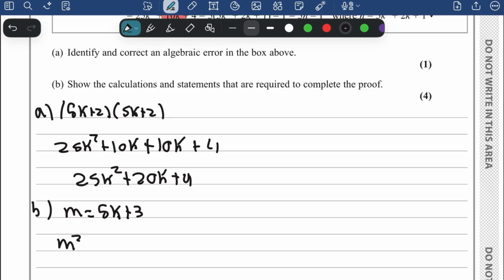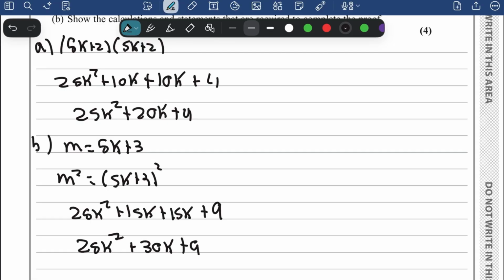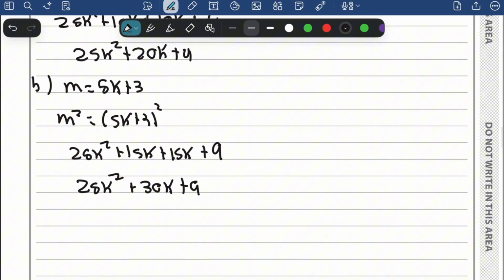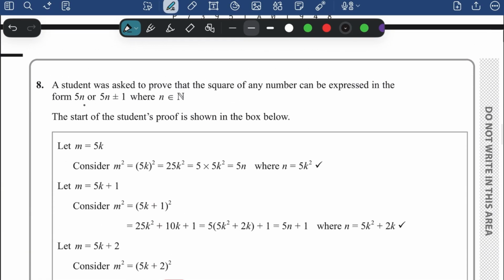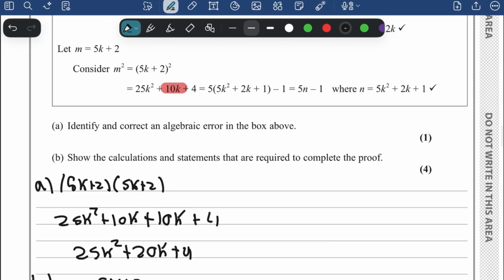So that means m squared equals (5k add 3) squared. And we then expand these brackets, we're going to get 25k squared add 15k add 15k add 9. So that's 25k squared add 30k add 9. And then we want to factorize this so we can get 5n or 5n plus or minus 1, right? Like they did in this bit here.